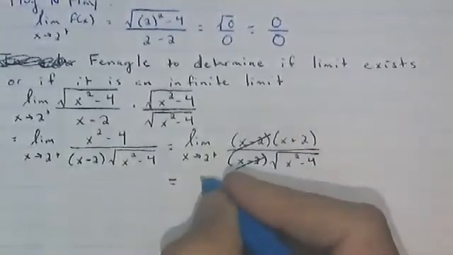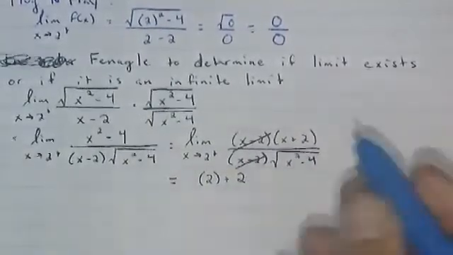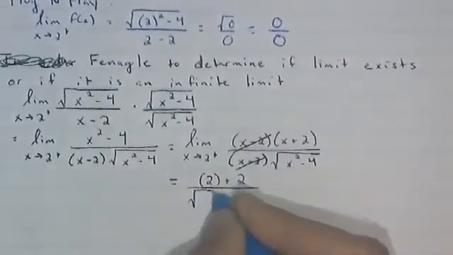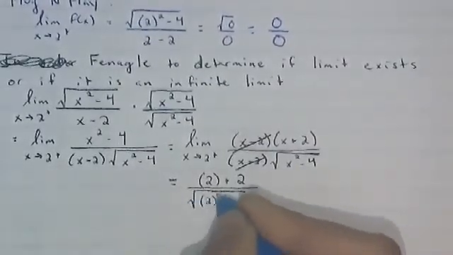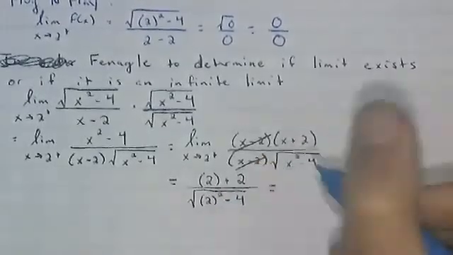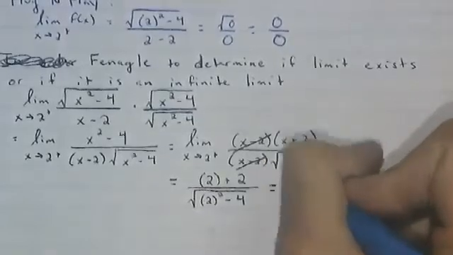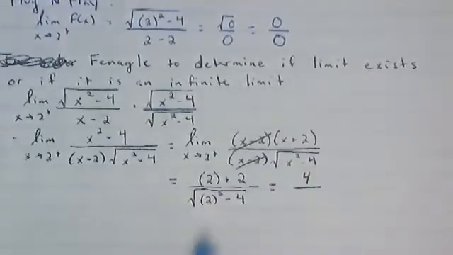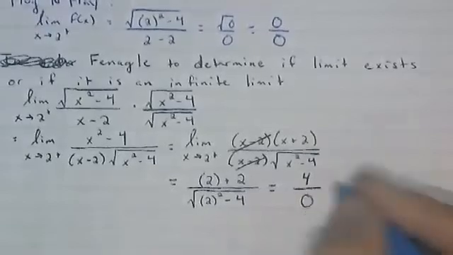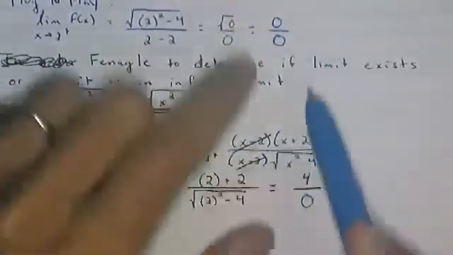Now with this new form of our function, we're going to plug and play. We've got 2 plus 2, divided by the square root of 2 squared minus 4. Up top, we've got a 4. Okay, that's an improvement. It was a 0 before. Down below, we've still got 0. But this is an improvement in our situation.